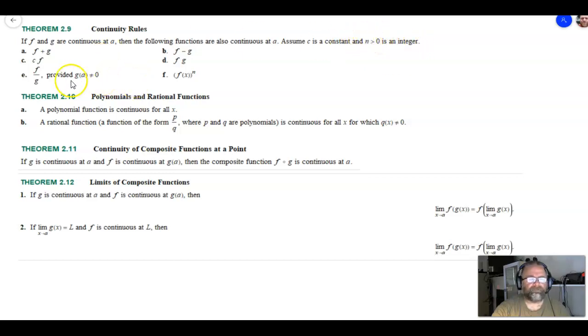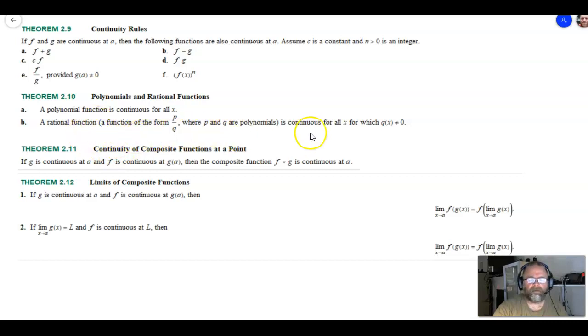So basically the sum of two continuous functions, well, that's also going to be continuous. The quotient of two continuous functions, that's also going to be continuous as long as the bottom function is not equal to 0. So on and so forth. So take a look at those. Polynomials are functions that are continuous for all values in the domain, and hopefully we know that polynomials have a domain from negative infinity to positive infinity, so they are continuous everywhere.